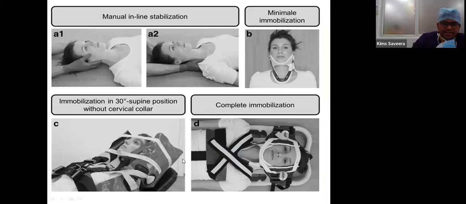If in ER we get an RTA case, unless proven otherwise, we should think of C-spine injury. In such cases, the manual inline stabilization technique is what we should use prior to intubation. This is the image where we should not turn his head to right or left. We should apply an immobilization collar, and if we want to shift the patient, a paddle should be kept so that his head is not tilting. C-spine injury is more common and seen in polytrauma cases.